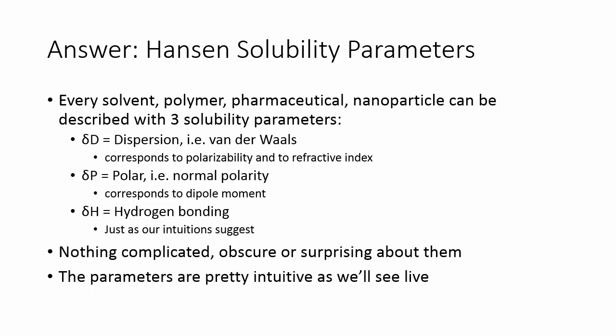It depends on the number of electrons sloshing around the molecule, i.e. on its polarizability, and dD is not some artifact dreamt by Charles Hansen. It has a very strong correlation, for example, to refractive index, which you can measure. dP is polar, i.e. our normal idea of polarity, and it corresponds very strongly to dipole moments. And then dH is the hydrogen bonding with which we're familiar. So with these three parameters, there's nothing complicated, obscure or surprising about them, and as we'll see, they're pretty intuitive, and we'll see it live.